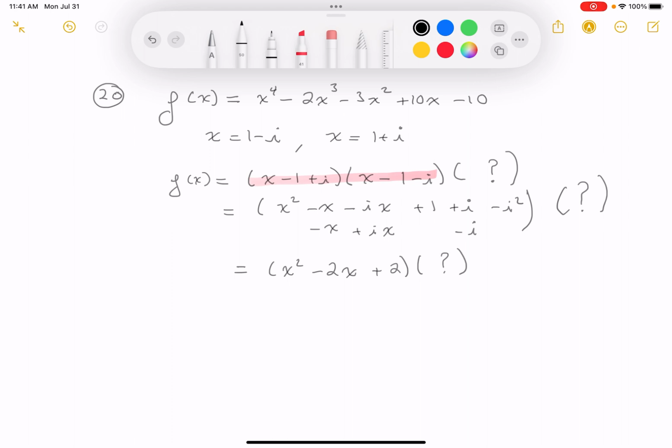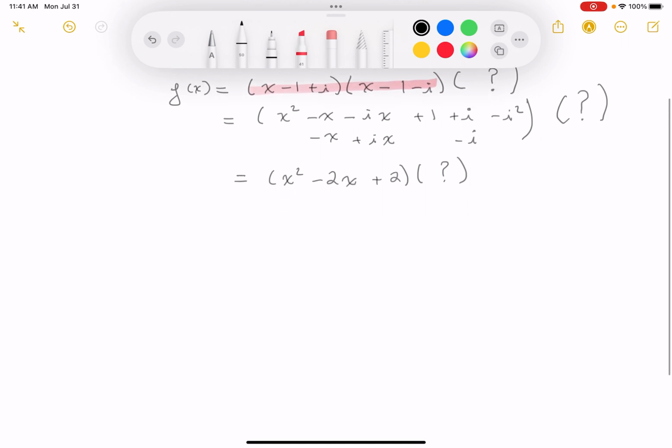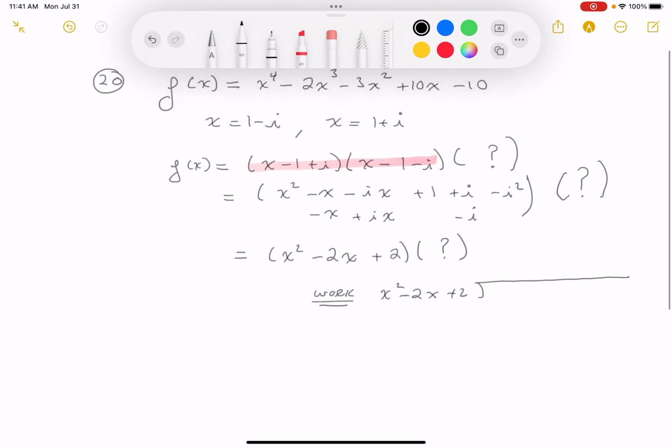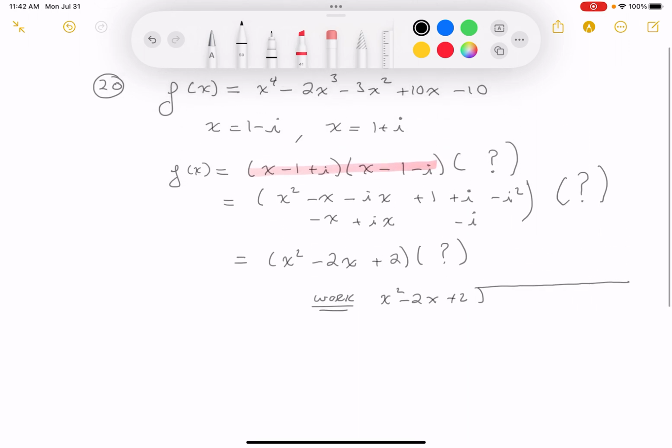Let's go for it. There's many ways to get it, but typically the way we do it in a classroom is by long division. So I want to put the work down over here. This is going to be side work. I'm going to take x squared minus 2x plus 2. And the work that we're putting down, I haven't read the questions yet, but certainly the questions are going to involve the work that we're doing over here. What am I dividing into? x to the fourth minus 2x cubed minus 3x squared plus 10x minus 10.